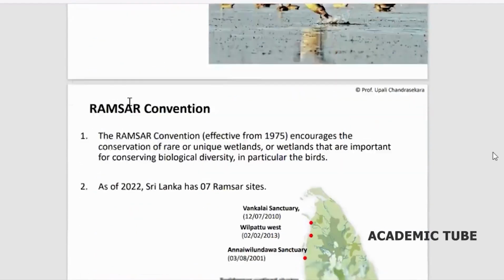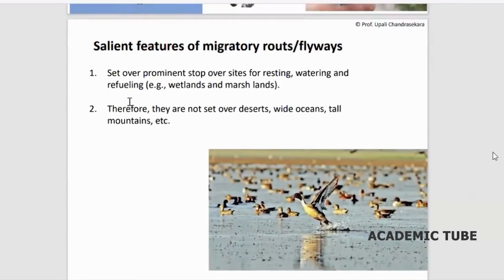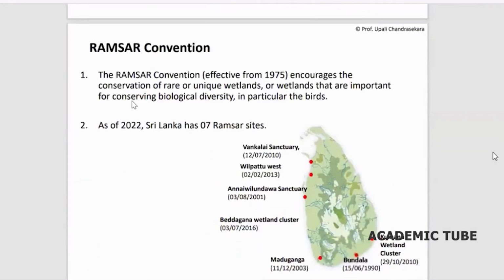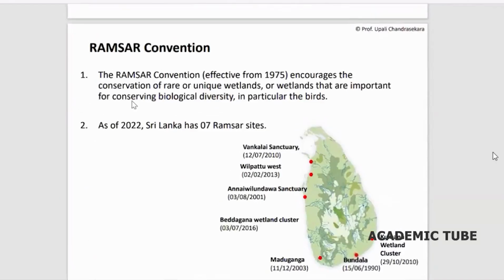Right? So now, since birds rest in wetlands and marshlands in migration, there is a world convention. That is what you call the Ramsar Convention. That became effective from 1975.